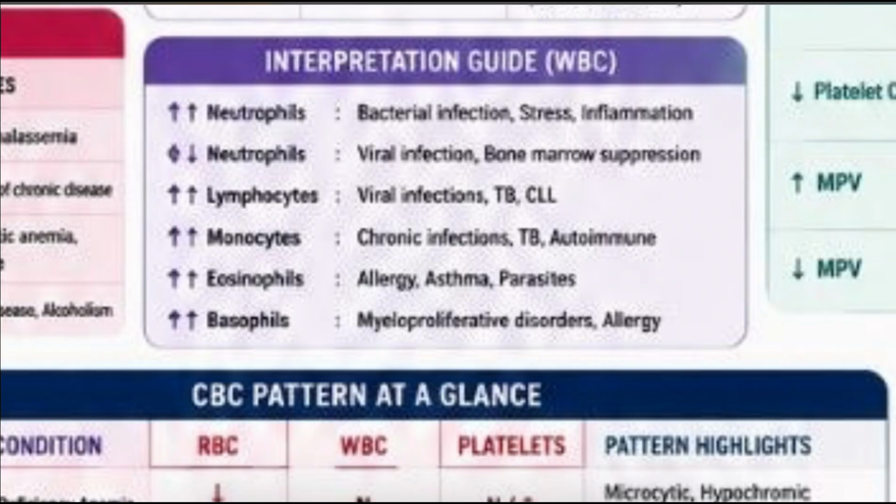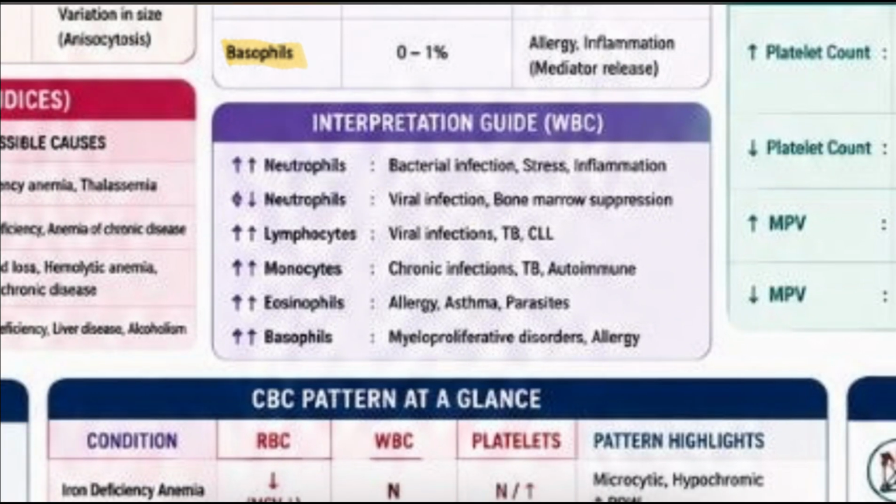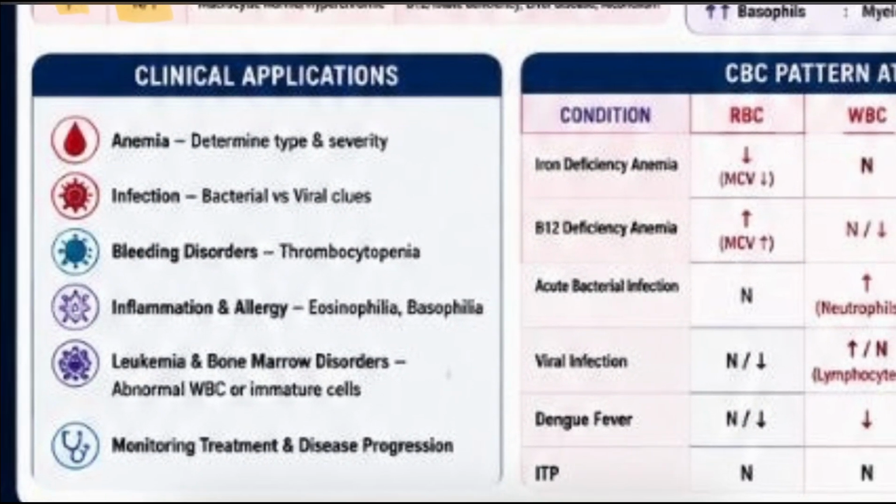Okay, so in interpretation of WBC, increased neutrophils means bacterial infection, stress and inflammation. If neutrophils are decreased, the patient may have a viral infection or bone marrow suppression. Increased lymphocytes means viral infection and TB, and chronic leukemia can also cause increased lymphocytes. Next, increased monocytes means chronic infections, tuberculosis, autoimmune disease. Increased eosinophils means allergy, asthma, and parasites. Next, basophils, like myeloproliferative disorders and allergy.